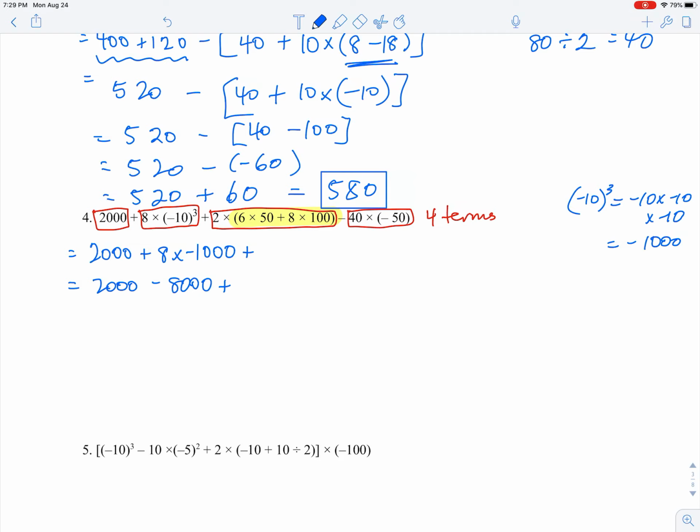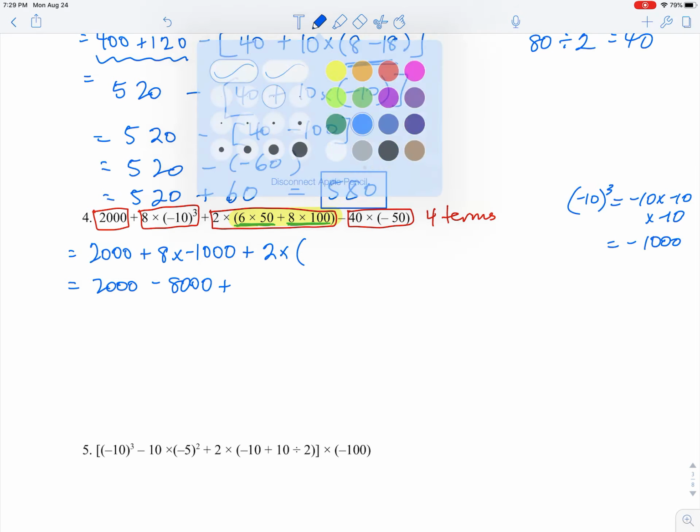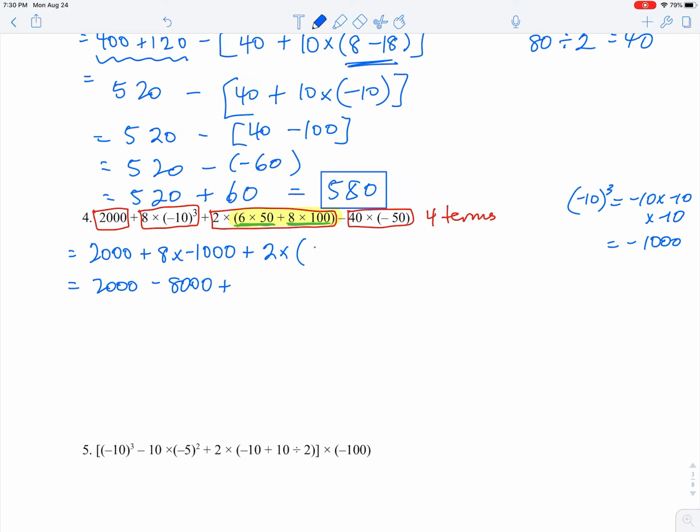plus 2 times bracket inside the stuff that was highlighted yellow, I'm going to use green. I have 6 times 50 and 8 times 100. 6 times 50 is 300. 8 times 100 is 800. Together, 300 plus 800 gives me 1100. So I have 2,000 minus 8,000 plus. Doubling 1100 gives me 2,200.